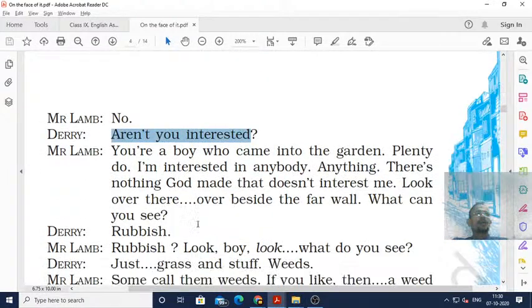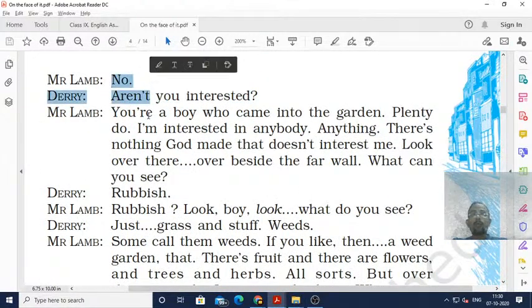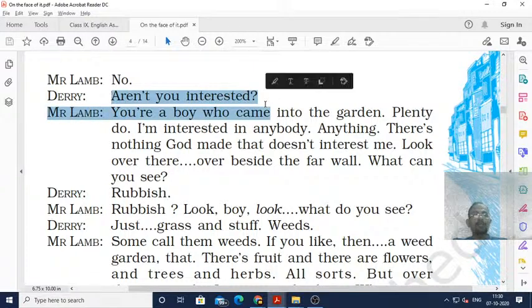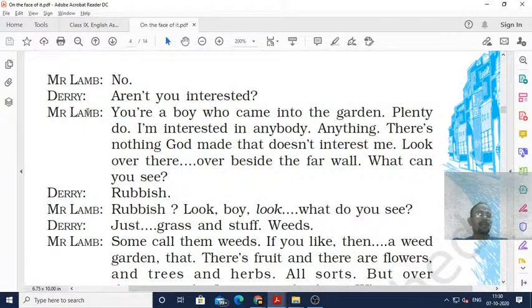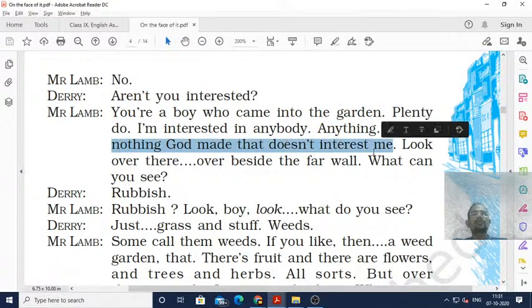Then Mr. Lamb says, no, why won't it be different? Aren't you interested to listen to me? Mr. Lamb says, you are a boy who came into the garden. Plenty do. Like many boys, you have also come to my garden. I'm interested in anybody. I'm interested in everybody. So I'm interested in you also, to know the story about you. I'm interested in anybody and anything. There is nothing God made that does not interest me. Everything that exists in the universe, everything that is made by God interests me. So I am equally interested in your matters.